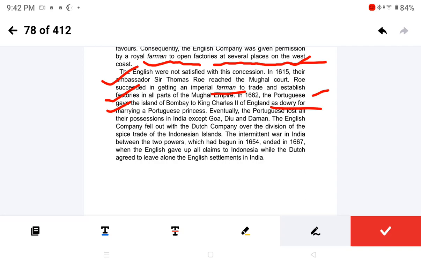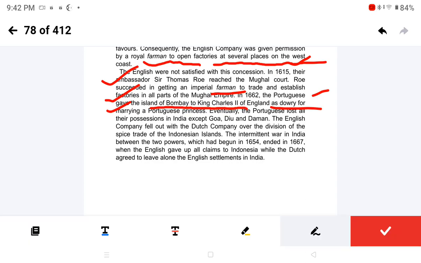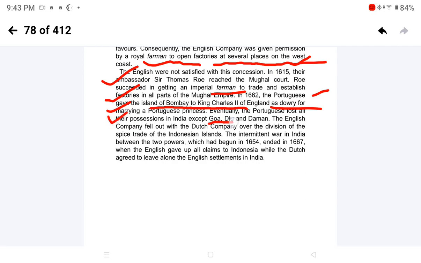So, how clever they are. The place was India and they gave it as a dowry. The island of Bombay was given to King Charles II of England by the Portuguese. Eventually, the Portuguese lost all their possessions in India except Goa, Diu, and Daman.